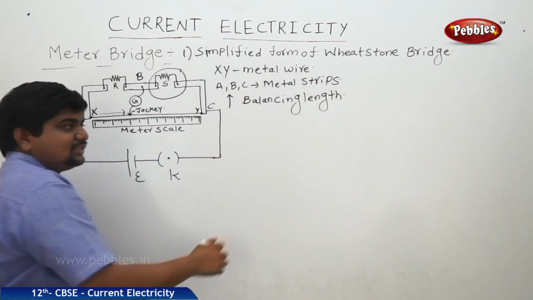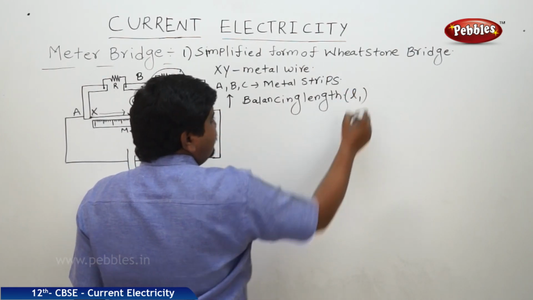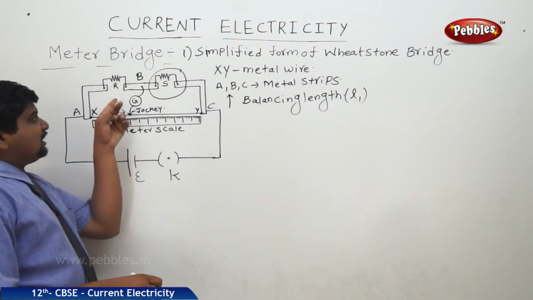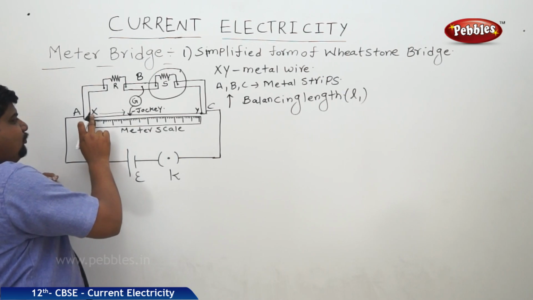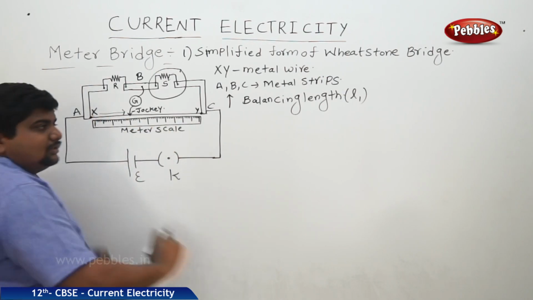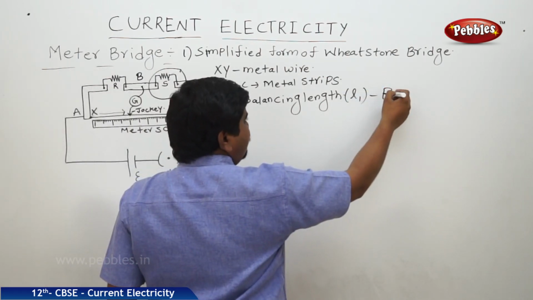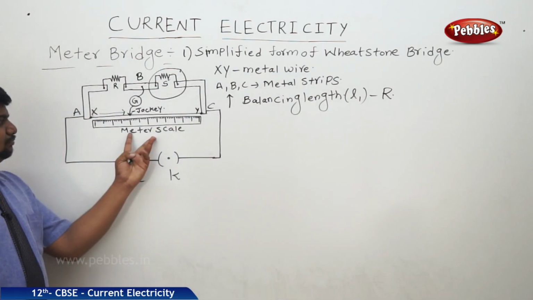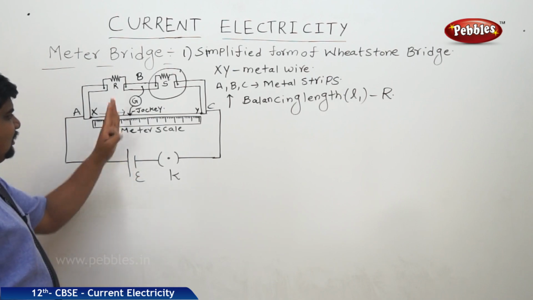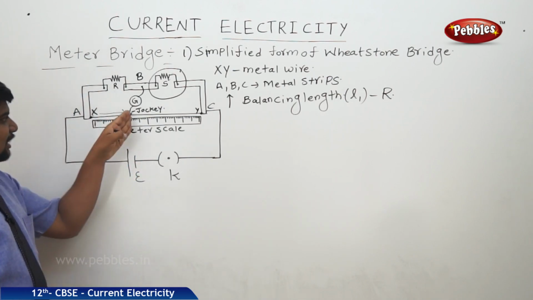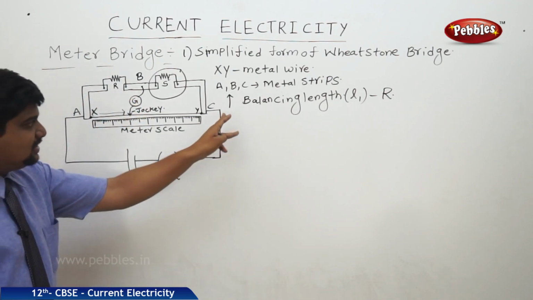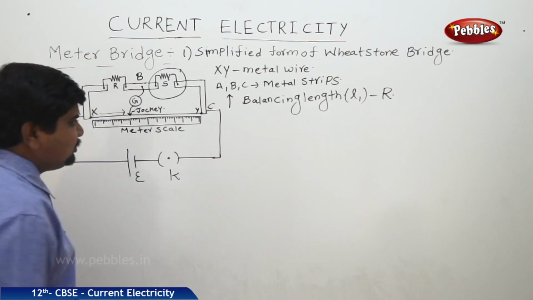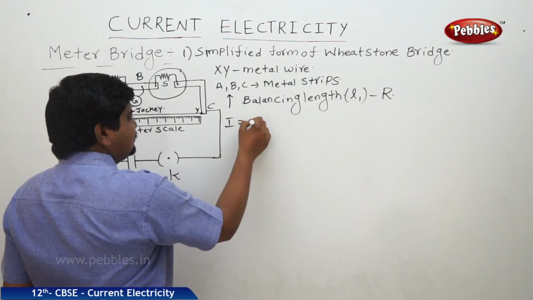This balancing length, we can call it L1, corresponds to the resistance R, because we have moved from here to here, not from here to here. That's why it is resistance R. Now it is a meter scale, meaning 100 centimeters. Let us suppose at a 40 centimeter balancing length, the galvanometer reading is 0. Why is the galvanometer reading 0? Because there is no current.